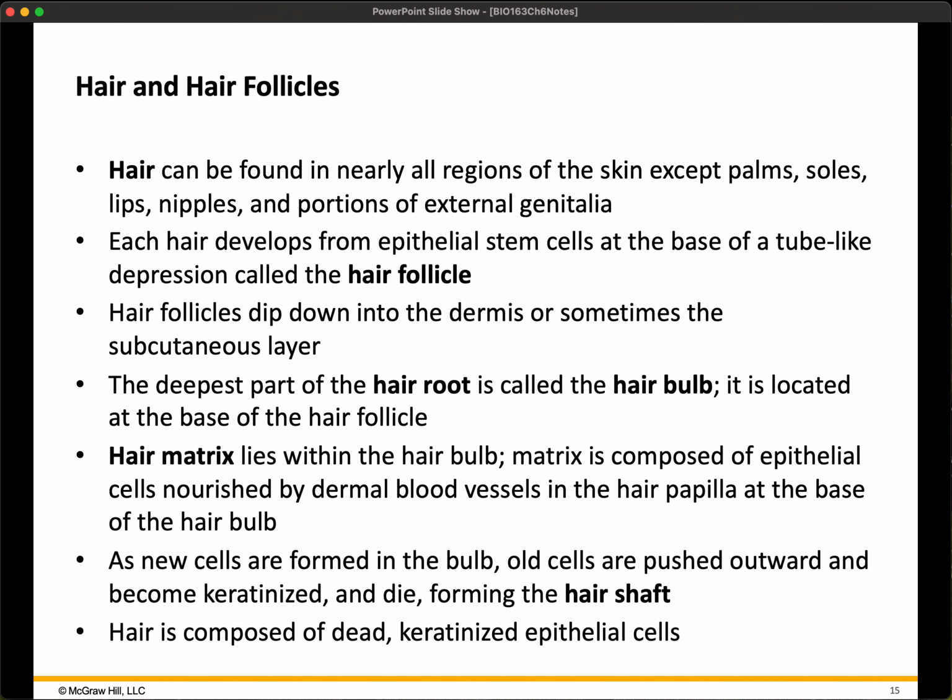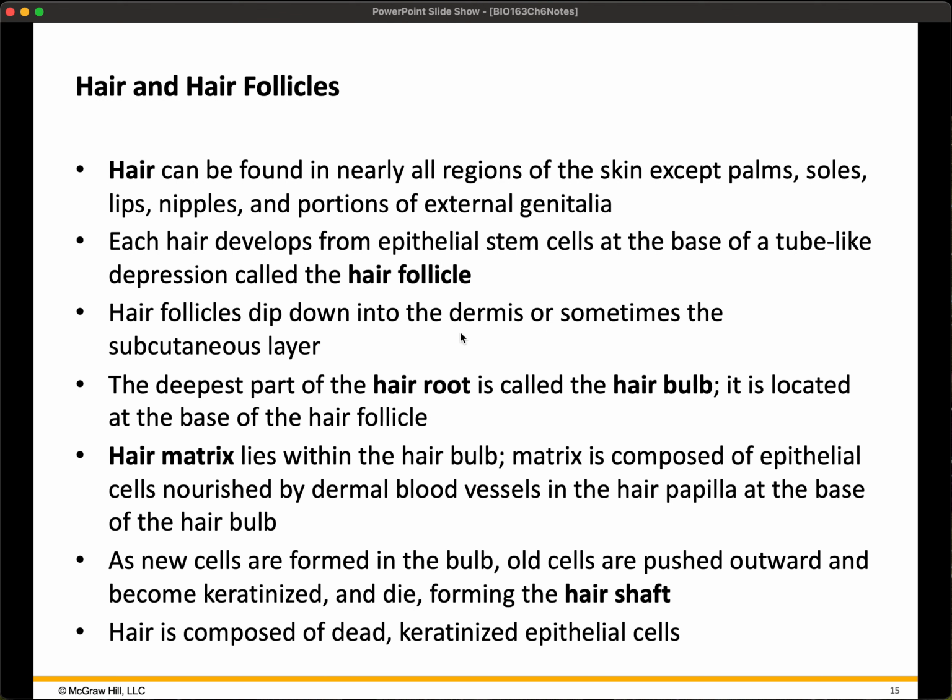You know, one cell divides into two cells. Well, only one of those two cells will continue to change and move and actually become a hair cell. The rest of them are going to stay as a stem cell producing new hair cells. That's why you continue to have hair growing, until a certain age. But even after that, hair still can grow for a long, long time. Anyway, hair develops from those epithelial stem cells at the base of a depression called your hair follicle. So it starts at the hair follicle and it grows up from there.